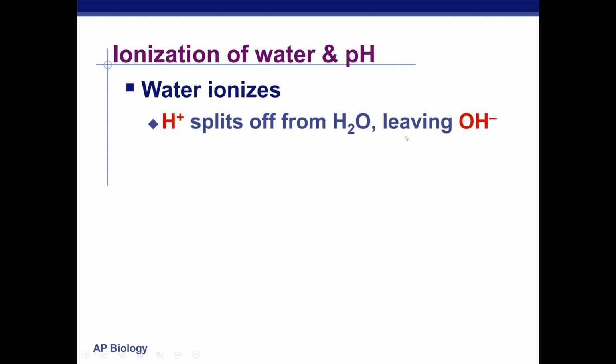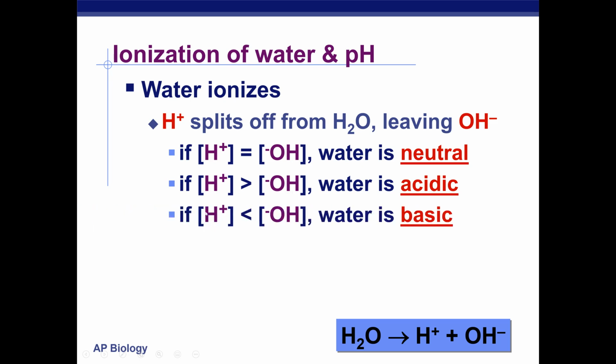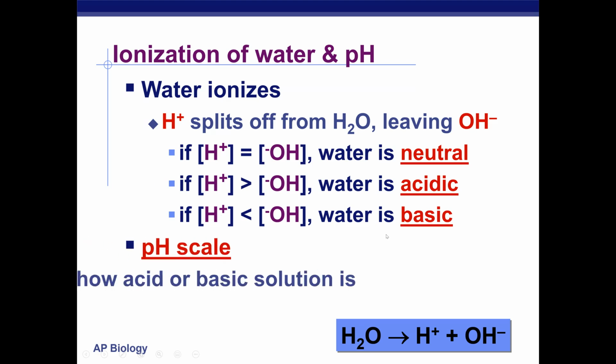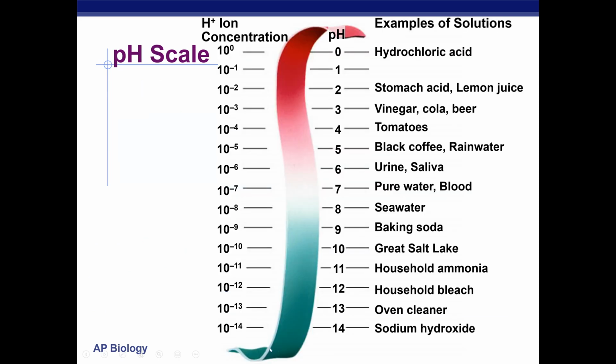Where water splits off from hydrogen, leaving an OH. If the hydrogen ions equal the hydroxide ions, the water is neutral. If the hydrogen ions are greater than the hydroxide ions, water is acidic. And if the hydrogen ions are lesser than the hydroxide ions, water is basic. That gives us the pH scale of 1 to 6 being highly acidic to less acidic, 7 being neutral, and 8 to 14 being less basic to fully basic. And here is our pH scale.